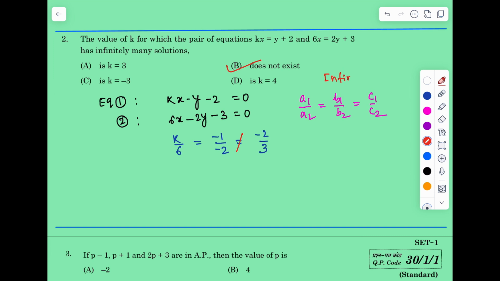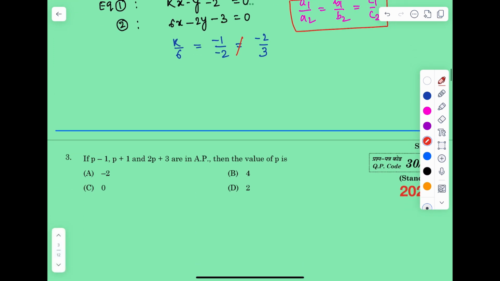This was for infinitely many solutions. For infinitely many solutions, we will have this condition. We need this condition to be satisfied. Okay.